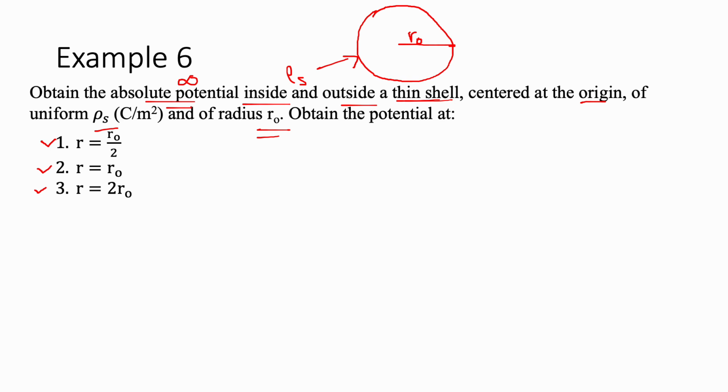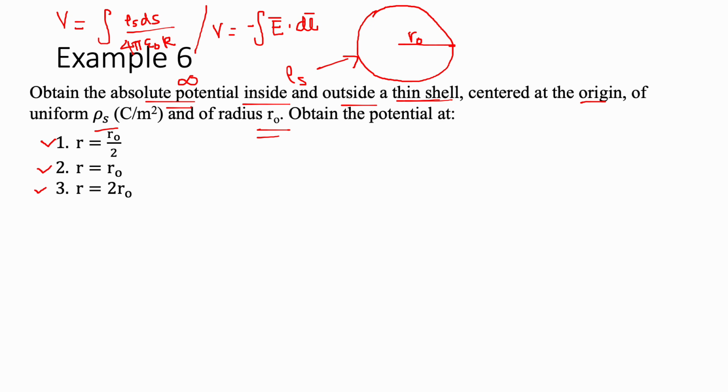in the previous example, example number 5, we have two methods of solution. First, we use V equals the integration of rho s ds over 4 pi epsilon naught r. Another method that we can also use is V equals negative integration of E dot dl. So there are actually two methods in this case that we can use. So let's look at this question.